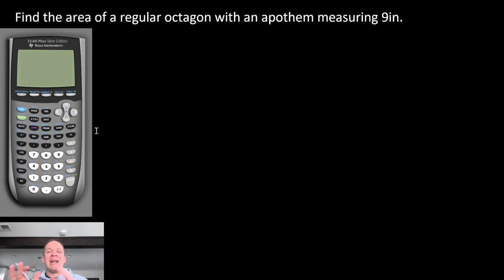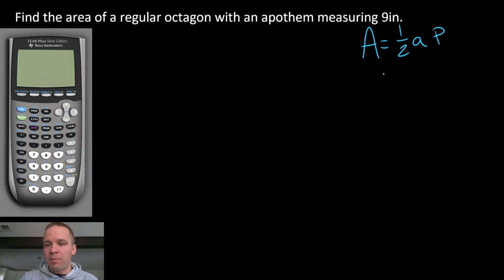Let's go. All right, an octagon's got 8 sides, right? The apothem is 9 inches. It's a regular polygon, so perhaps we jot down our formula. Area equals 1/2 multiplied by my apothem, multiplied by my perimeter. So I need my apothem, I need my perimeter. Lucky for us, we've got one of them right away, right? My apothem is 9 inches.